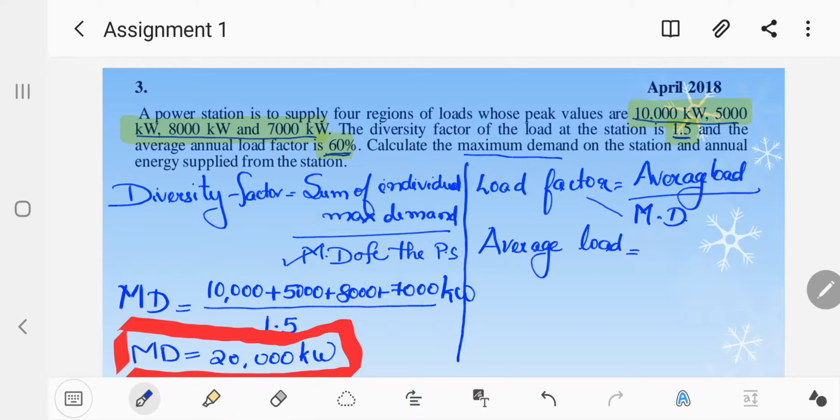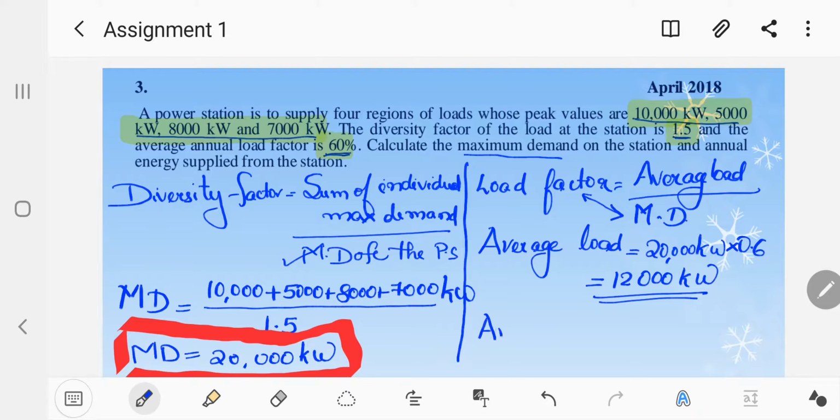We have to multiply this maximum demand and load factor. So maximum demand is 20,000 kilowatt, and the load factor is given as 0.6. 60% means 0.6. While multiplying these two, you will get the answer as 12,000 kilowatt. Now, how can this be used for finding out the annual energy being supplied from the station?